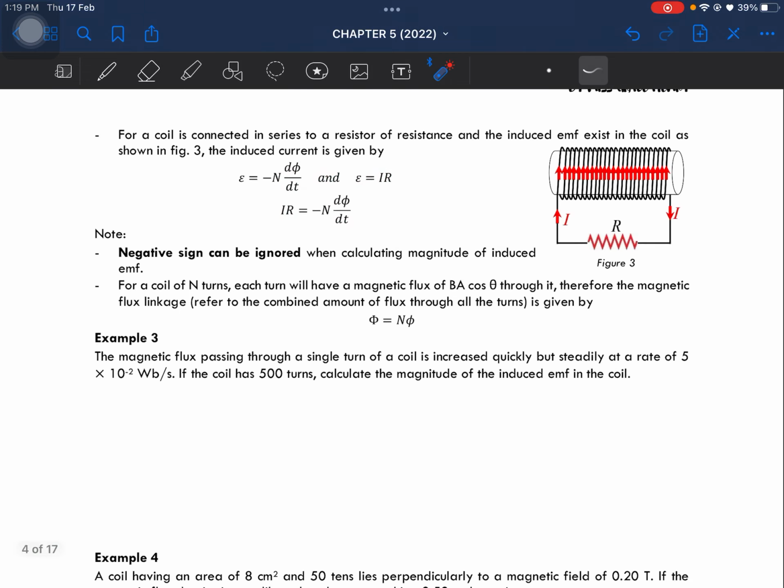Note that the negative sign in all these equations can be ignored when you are calculating the magnitude of induced EMF. You don't have to include the negative sign because it's just telling us the direction is always opposing the change of magnetic flux. For a coil of n turns, each turn will have a magnetic flux of BA cos theta through it. The magnetic flux linkage is given by this equation. This is when there is magnetic flux linkage. This is important as well.